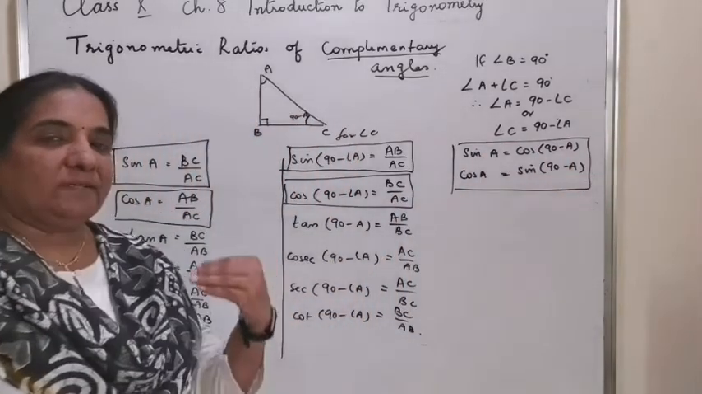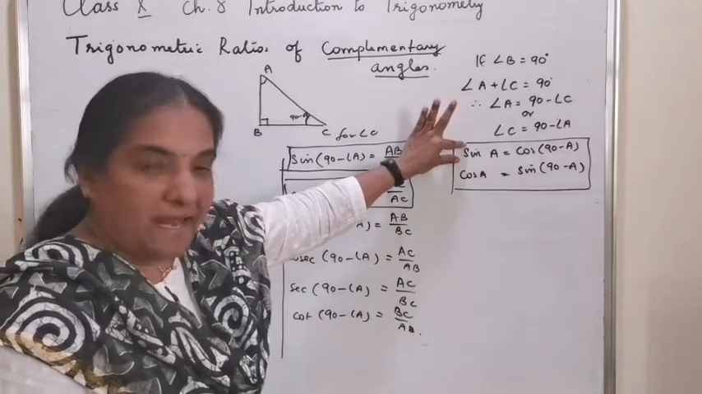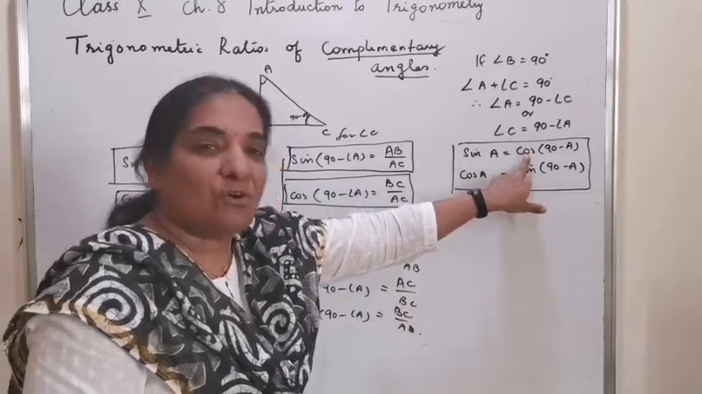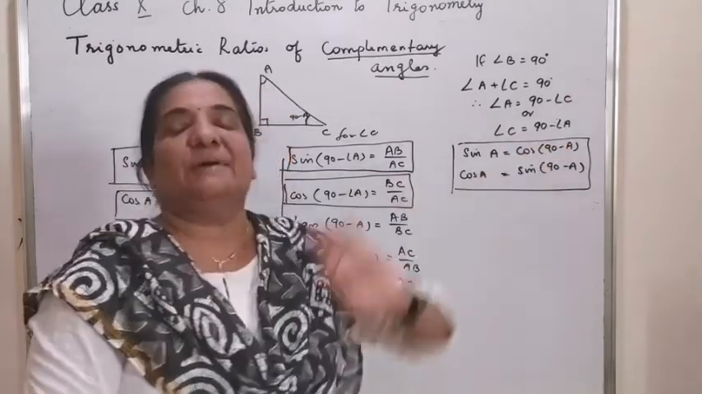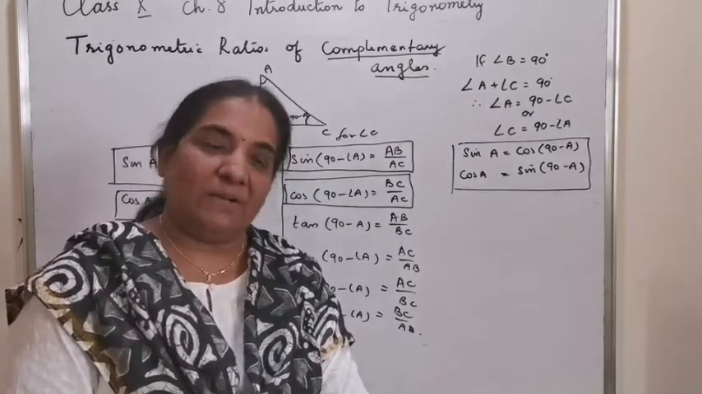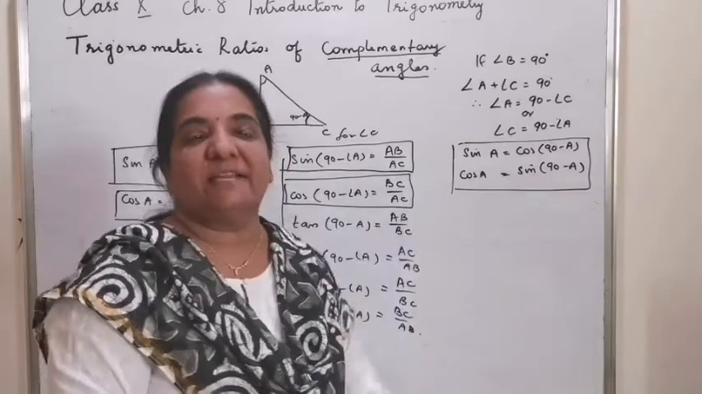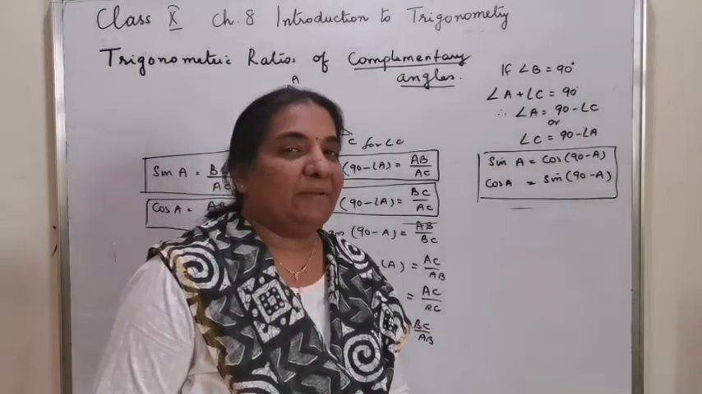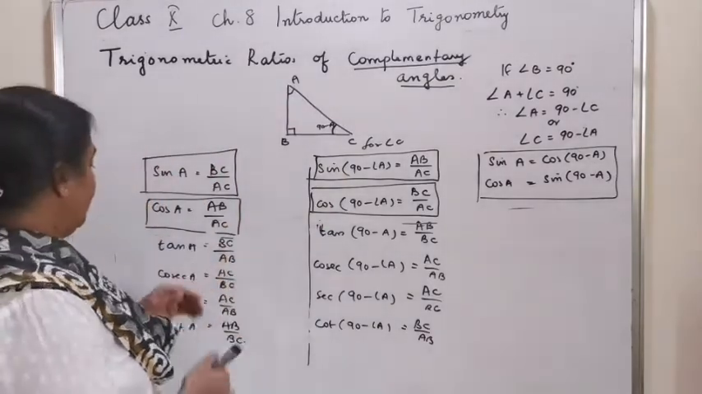So, what are complementary ratios? That means sin A will be complementary to cos, or the value of sin A and cos 90 minus A will be equal. Similarly, cos A and sin 90 minus A will be equal. What are the next pair of complementary ratios? Let's see the trigonometric ratios which are equal.